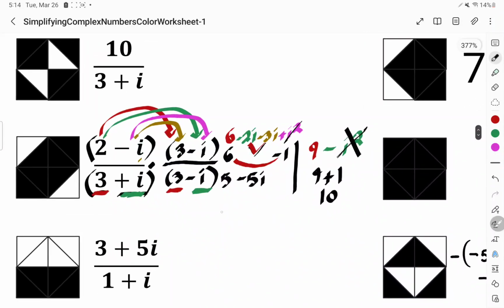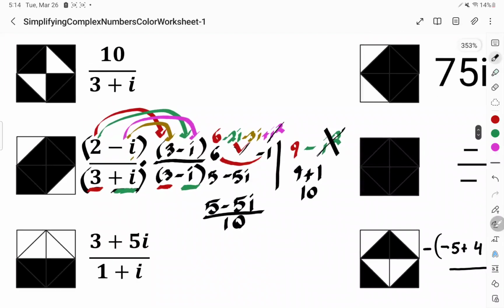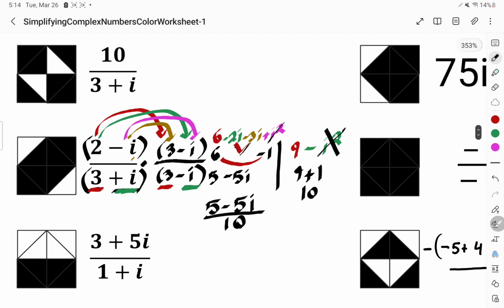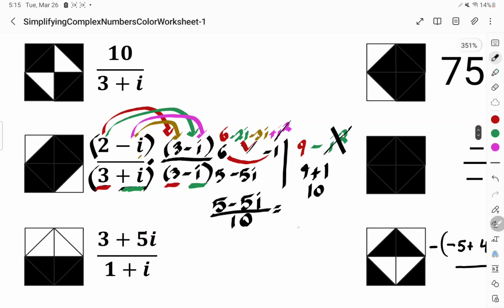So I just need to set it up. It's going to be 5 minus 5i over 10. Now everything can be divisible by 5. So it's basically going to turn into, let me put it down here, and that's why I'm saying make sure you do it on the paper because it's a lot. 1 minus 1i over 2.